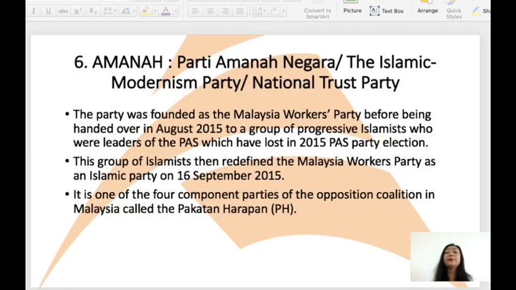And then Amanah, Parti Amanah Negara or the Islamic Modernism Party, National Trust Party. The party was founded as the Malaysia Workers Party before being handed over in August 2015 to a group of progressive Islamists who were leaders of PAS who had lost in the 2015 PAS party election. This group of Islamists then redefined the Malaysia Workers Party as an Islamic party on 16 September 2015. It is one of the four component parties of the opposition coalition in Malaysia called Pakatan Harapan. It was led by Mohamad Sabu, yeah?